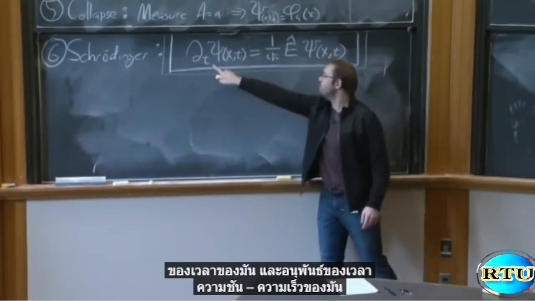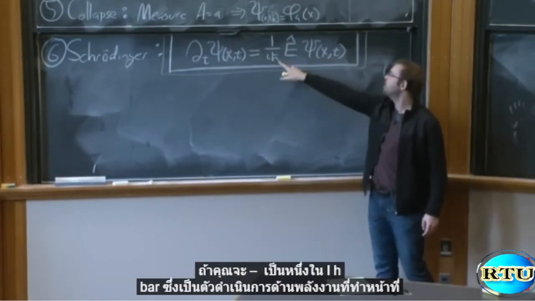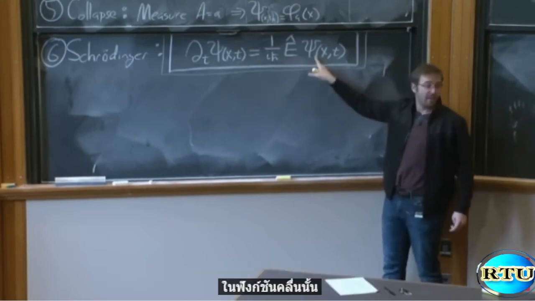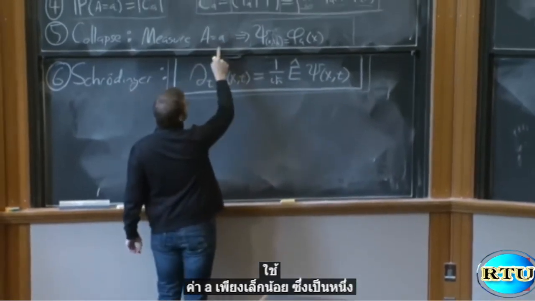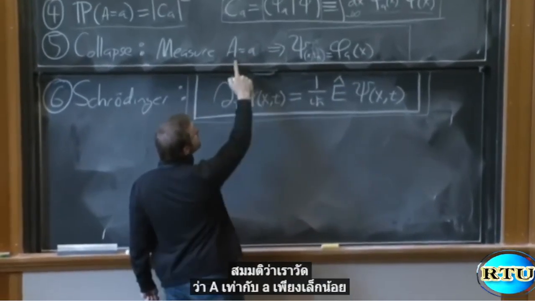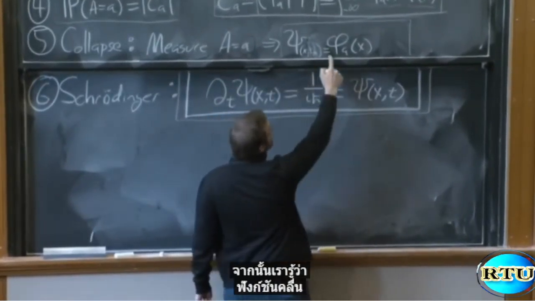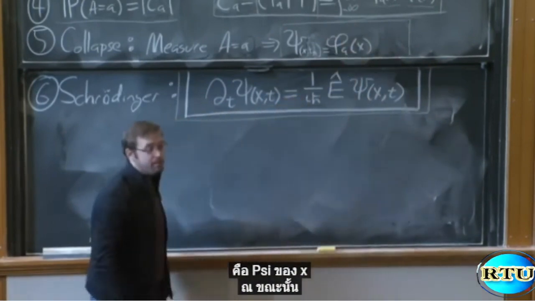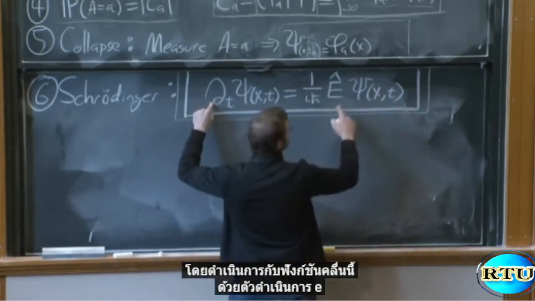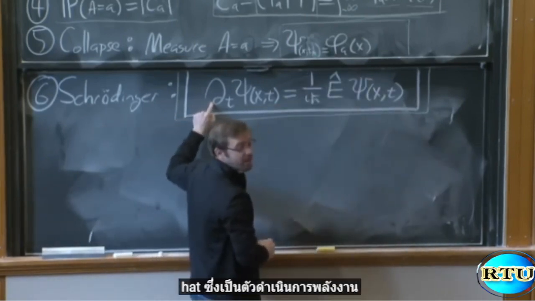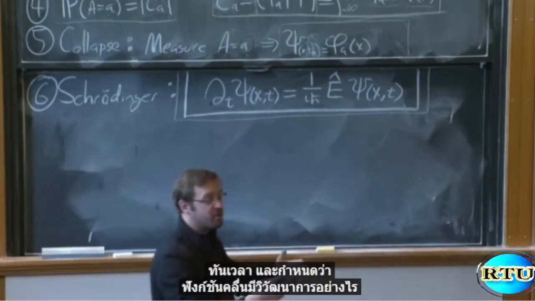And its time derivative, its slope, its velocity, if you will, is 1 upon i h bar, the energy operator acting on that wave function. So suppose we measure that our observable capital A takes the value little a, one of the eigenvalues of the associated operators. Suppose we measure that A equals little a at some particular moment t star. Then we know that the wave function is psi of x at that moment in time. We can then compute the time derivative of the wave function at that moment in time by acting on this wave function with the operator E hat, with the energy operator. And we can then integrate that differential equation forward in time and determine how the wave function evolves.